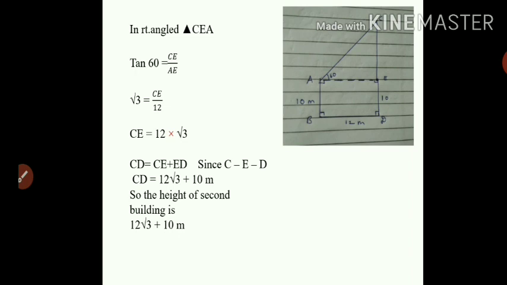So now you want to find out CD, that is the height of the second building. So we know CD will be equal to CE plus ED, since the points C, E, D are collinear. So see, CD will be, CE we got 12 root 3, plus ED was 10. So the height of the second building is 12 root 3 plus 10 meters.